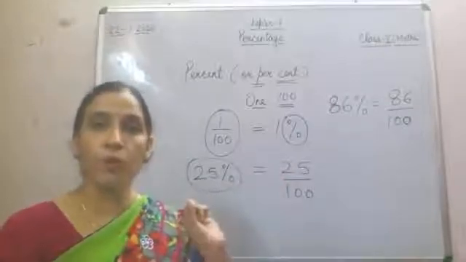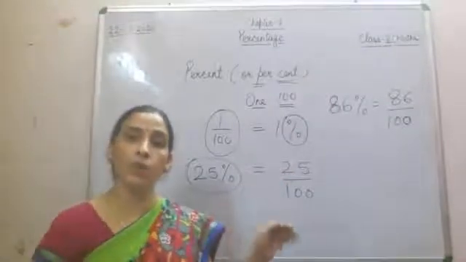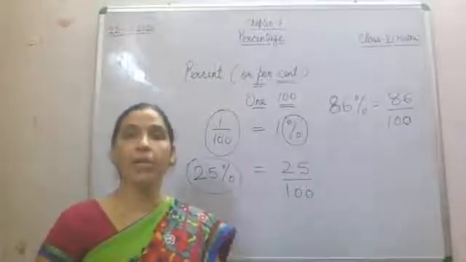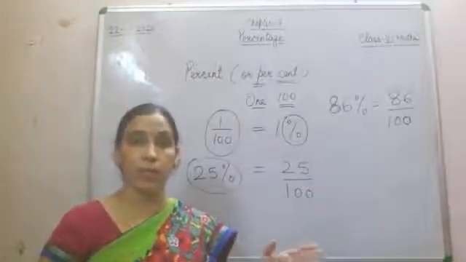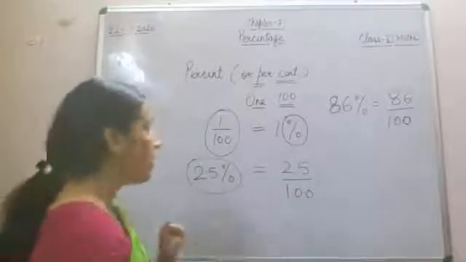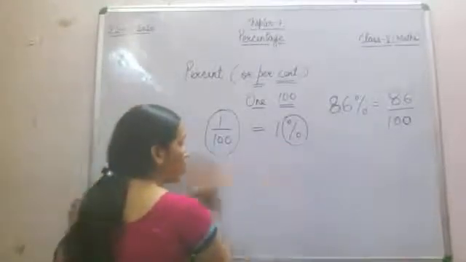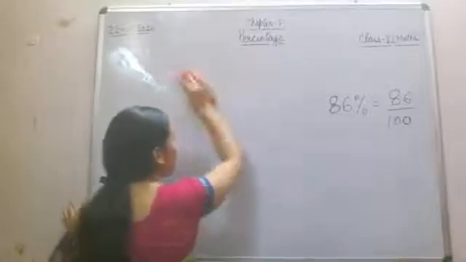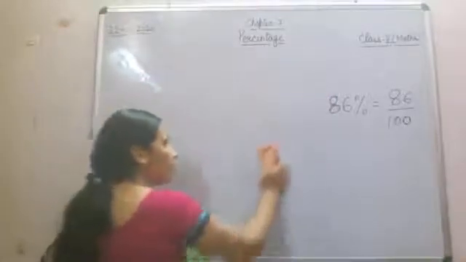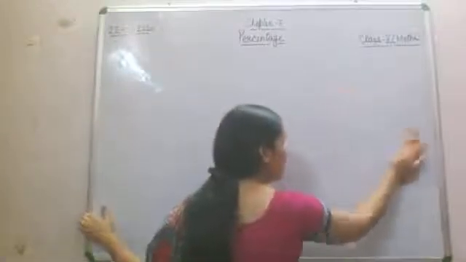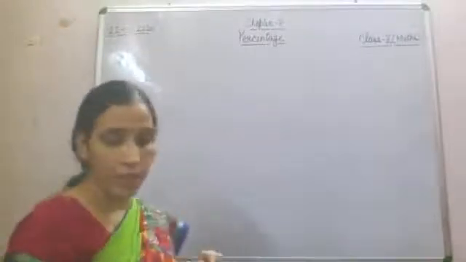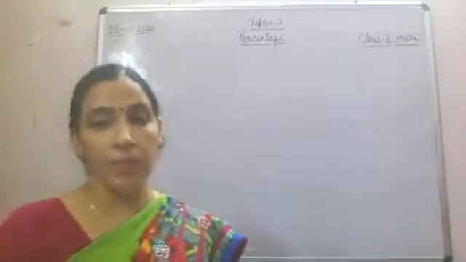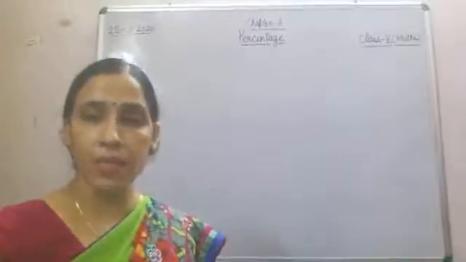So today we will learn how to write a given percentage as a fraction, and then how we can change it into a decimal, which we have already done. Here it will not change all the time: we always have 100 in the denominator. Whenever we have to represent any percentage in the form of a fraction, we always have 100 in the denominator. Let's start with some examples.